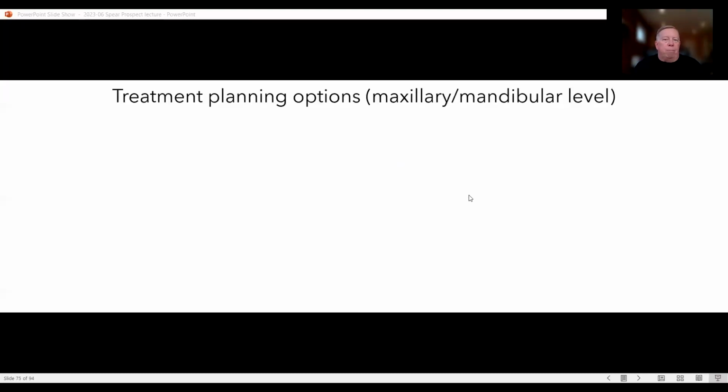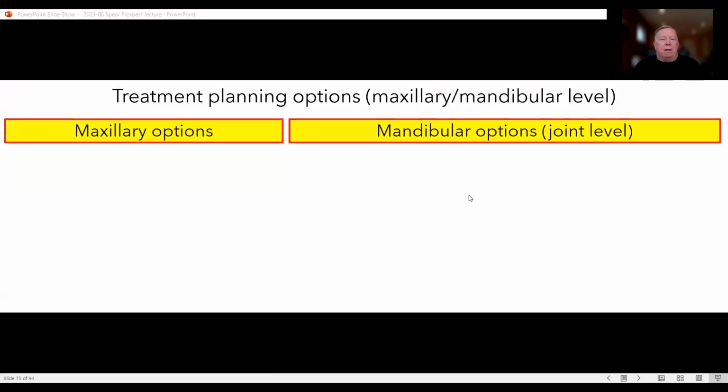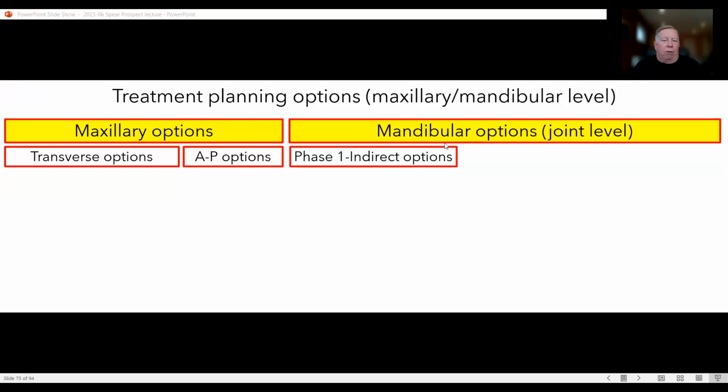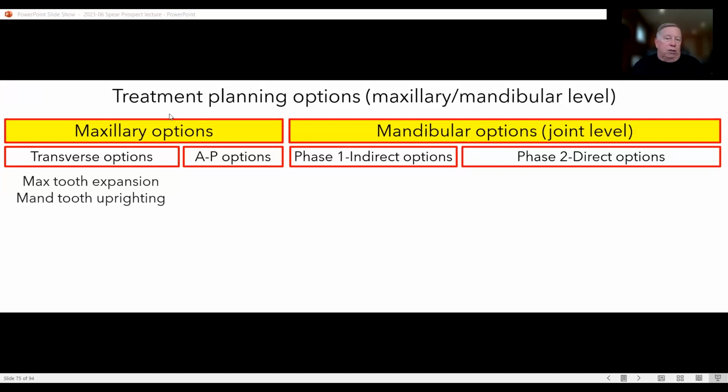Let's talk about treatment planning at both the maxillary and the mandibular level. Maxillary options: we can try to solve transverse problems or AP problems. Mandibular options at the joint level: we can have phase 1 indirect options where we're not doing anything to the joints, or we can have surgical options at phase 2.